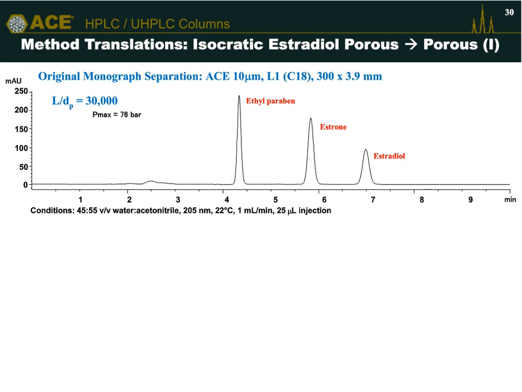And here you can see this is simple separation. It uses a 10 micron L1 phase, 300 by 3.9 millimeter, length to particle size ratio of 30,000. And that is the separation that we would typically get.